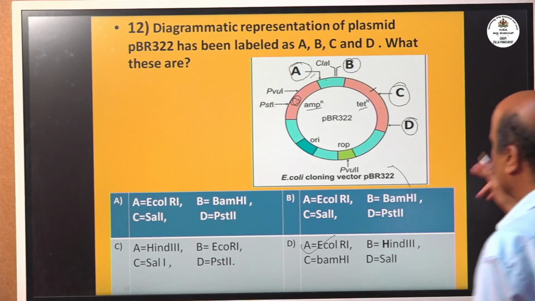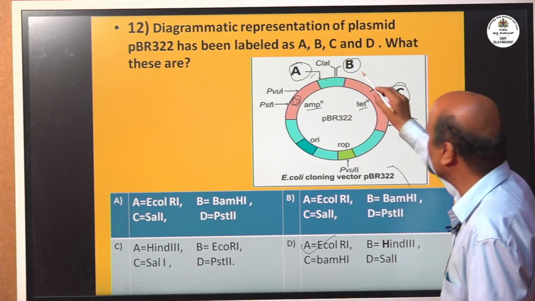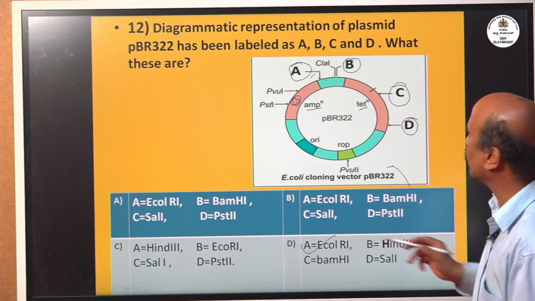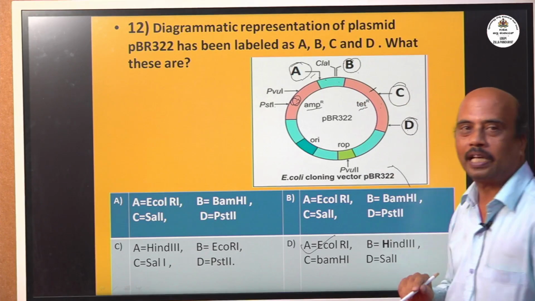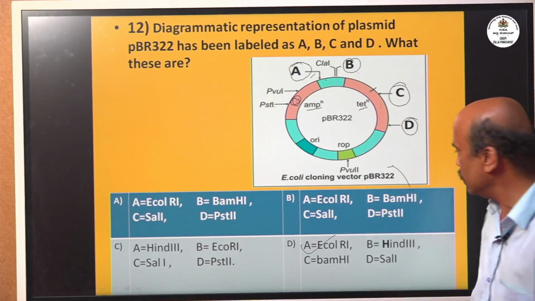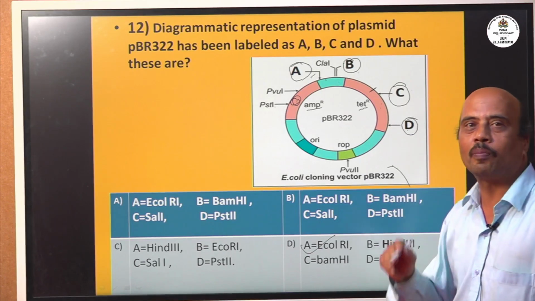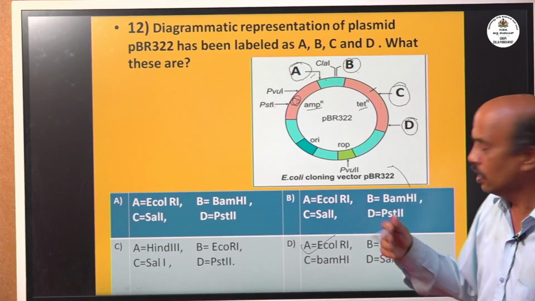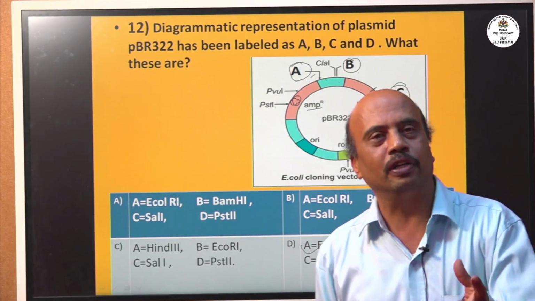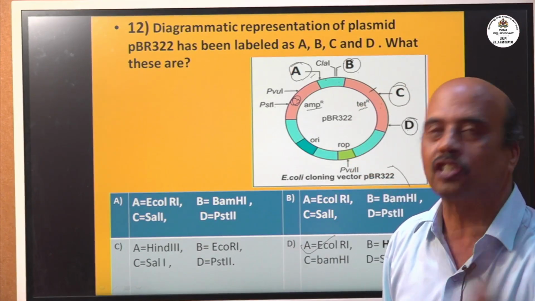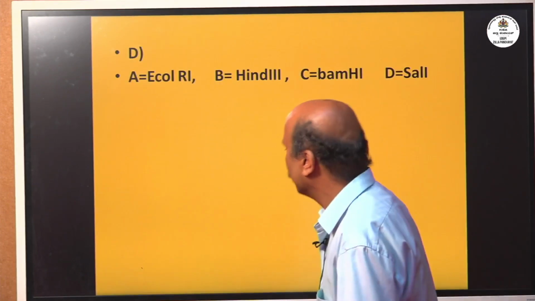A is the EcoRI recognition site. B is the HindIII recognition sequence that is there here. And C is BamHI, from Bacillus amyloliquefaciens H, and SalI, from Streptomyces albus. That is the restriction endonuclease obtained from Streptomyces albus. Then we move on to the next question.